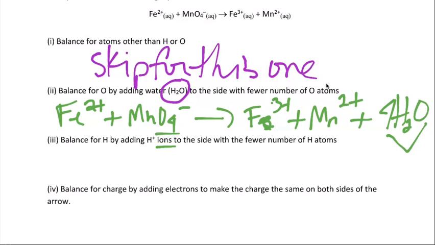Okay. So once you balance the oxygen by adding water to whichever side you need more oxygen, then the next step is you've got to balance the hydrogen, because when you added water, that also added some hydrogen ions.